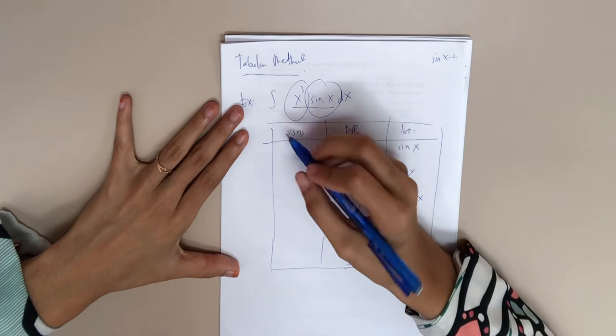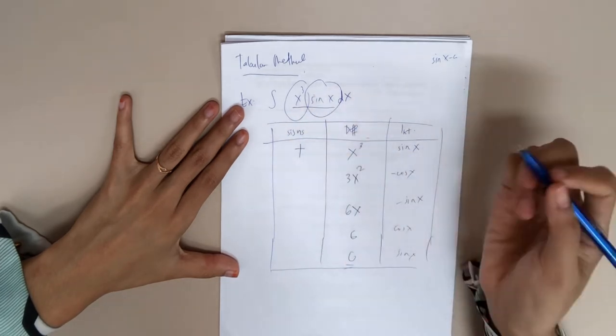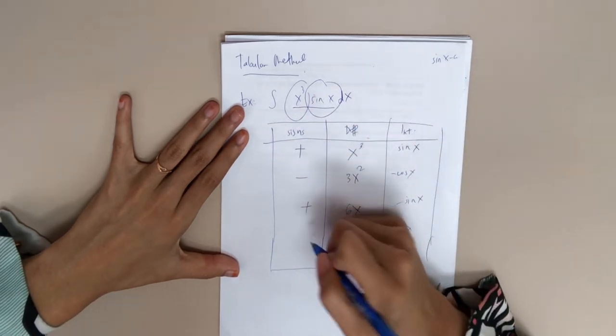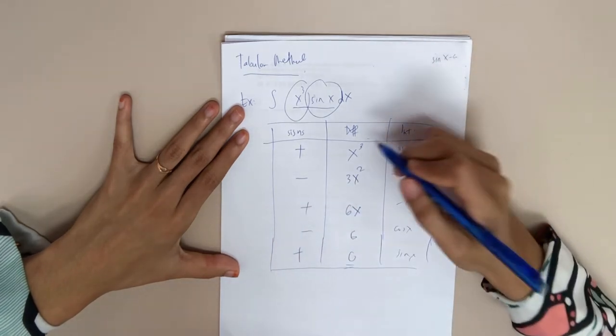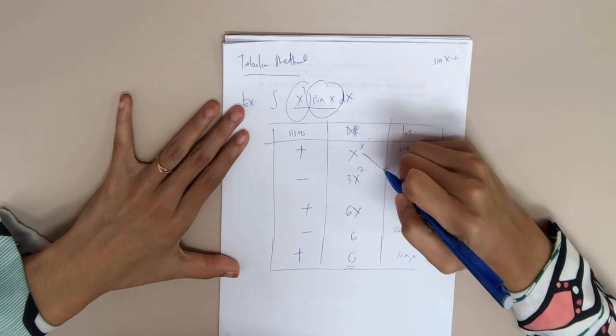So now for the sign column, we start with plus. Plus minus, plus minus, plus. That's it. Itu je. So then the next thing here is you cross multiply.